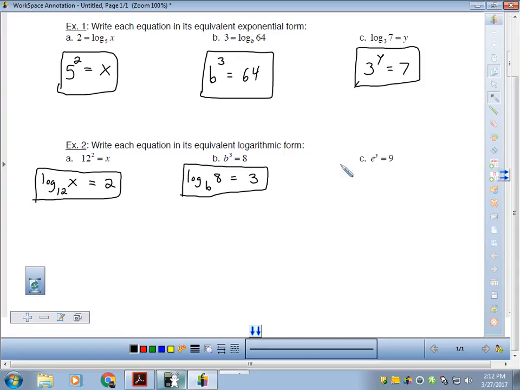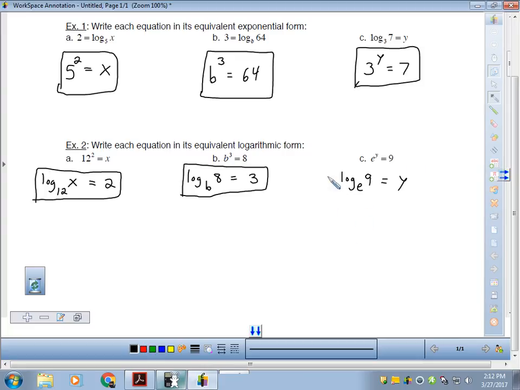All right, letter C. We got e raised to the y power equals 9. So first thing we're going to do is write log. Then we're going to write our base. Our base this time is e. And then next to it is our log. We're going to write our solution, which was 9, equals our exponent, which was y.